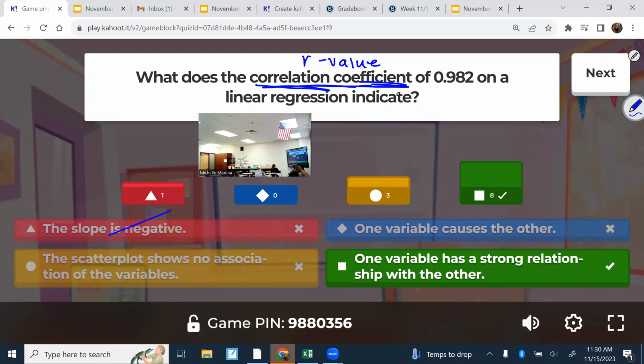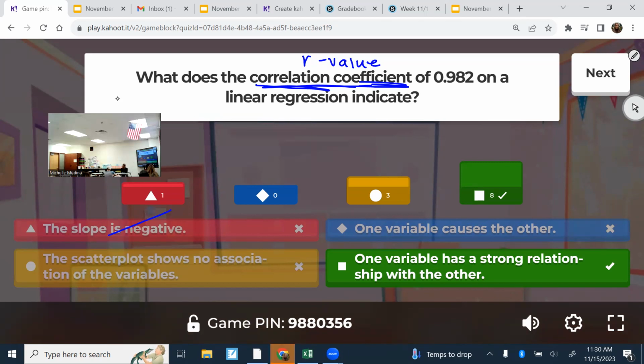Again, there's not necessarily causation unless it's been a proven fact that nothing else causes that one thing. So there's no other information other than the R value here. The R value could be exactly one, the strongest, and there's still no causation. Okay, so very rarely is there causation.